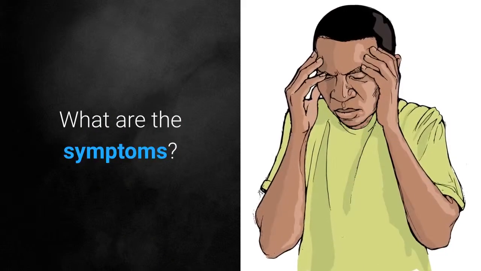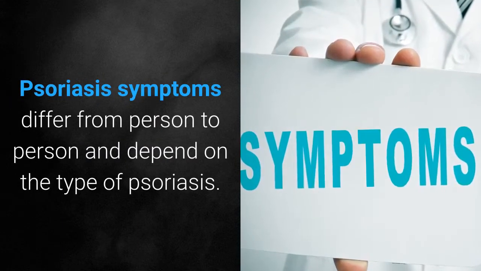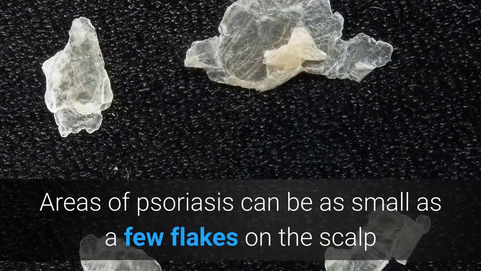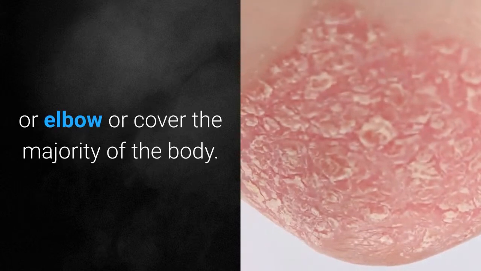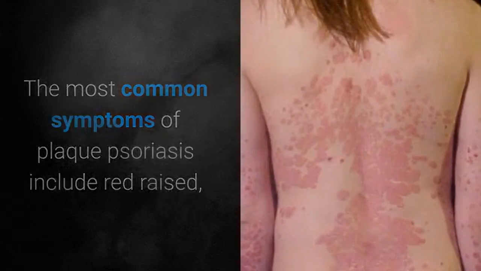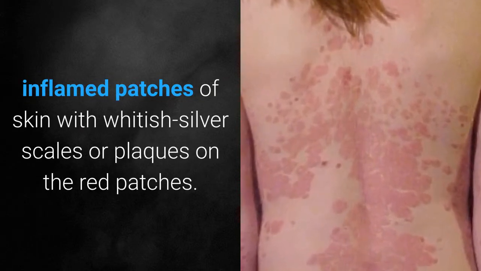What are the symptoms? Psoriasis symptoms differ from person to person and depend on the type of psoriasis. Areas of psoriasis can be as small as a few flakes on the scalp or elbow or cover the majority of the body. The most common symptoms of plaque psoriasis include red, raised, inflamed patches of skin with whitish-silver scales or plaques on the red patches.